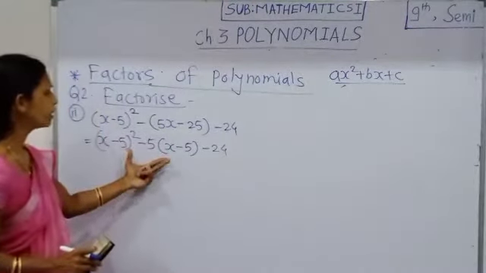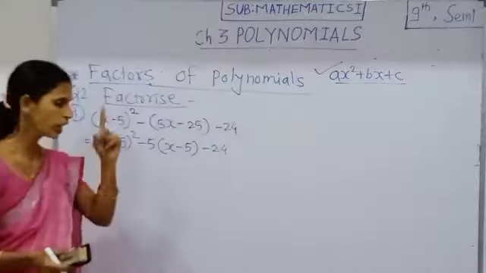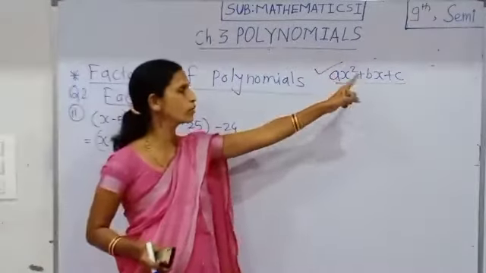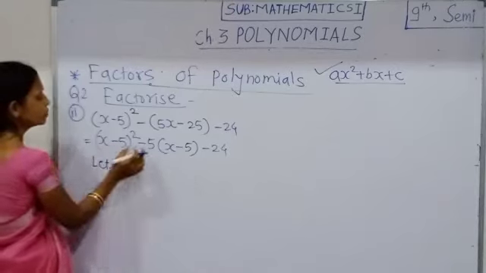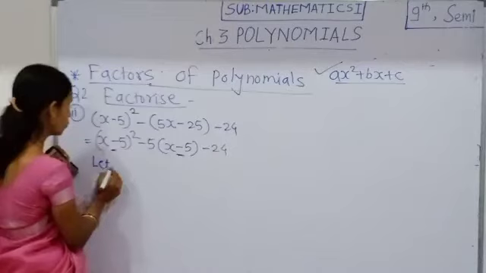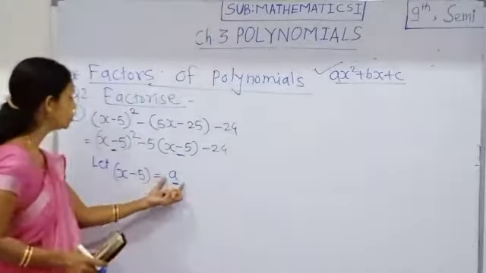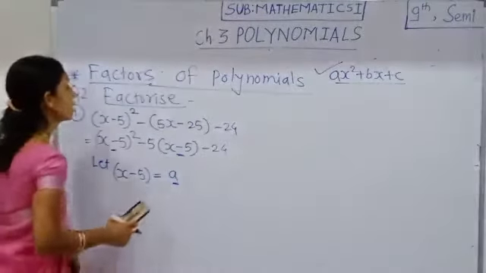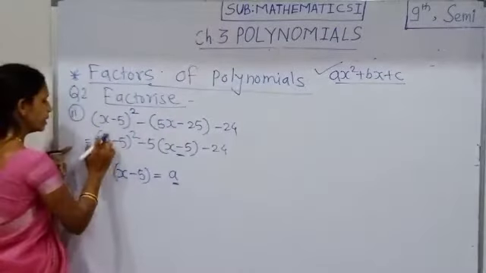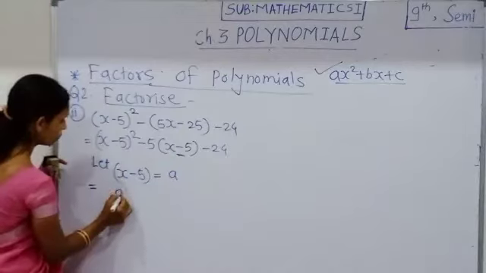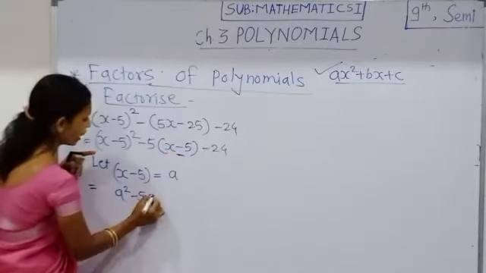See here, that polynomial is not in the form of ax square plus bx plus c, that is a quadratic polynomial, but we can convert this polynomial into quadratic form, that is ax square plus bx plus c form. Then see here, let us consider that minus 5 and x minus 5, same terms are there. Therefore, we consider x minus 5 equals a, a new variable which is used for those same terms in this example. Therefore, this polynomial is converted into the ax square plus bx plus c form. Therefore it is converted into a square minus 5a minus 24.